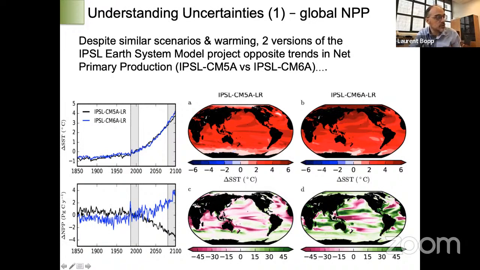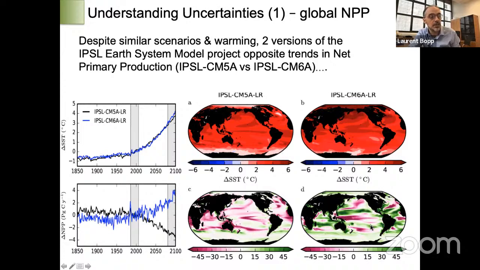In the previous generation, CMIP5, the models projected a decline in NPP. In the latest generation, we do simulate an increase of NPP. And when you look at the regional pattern, this is CMIP5, mostly decreasing NPP in the tropics, and increasing NPP in the Southern Ocean, partly in the North Pacific and in the Arctic Ocean.